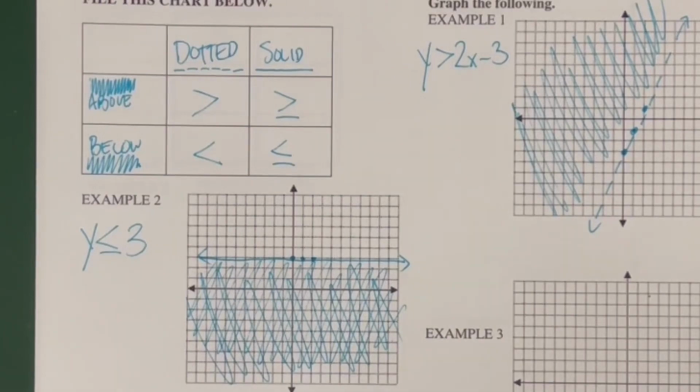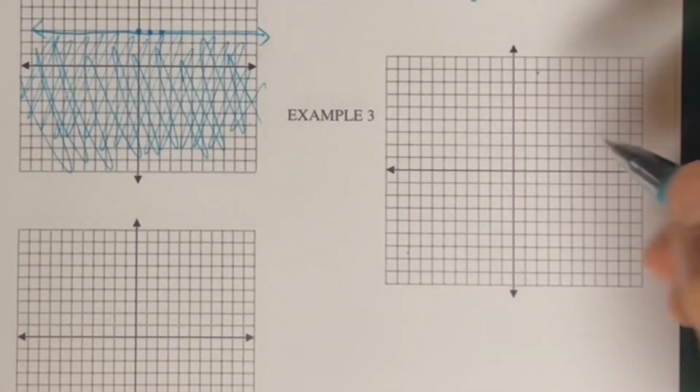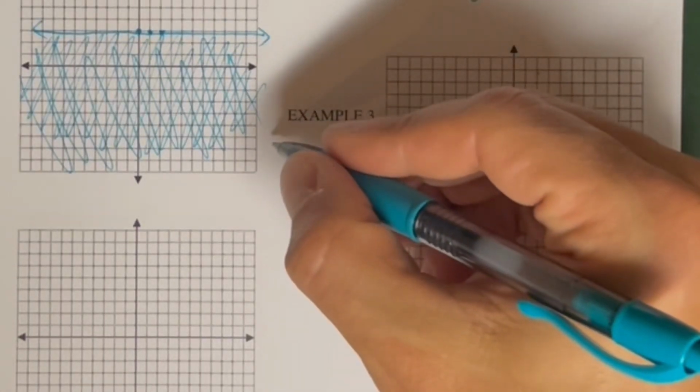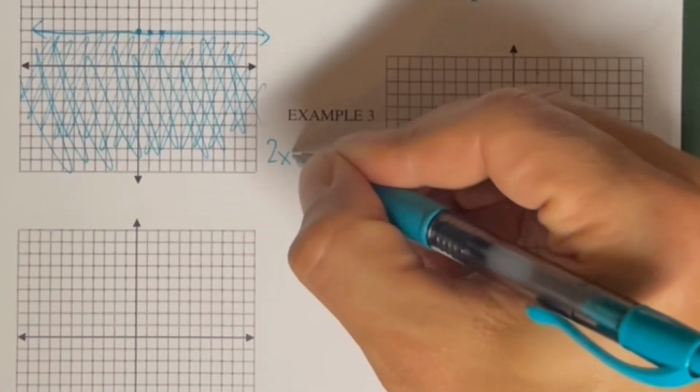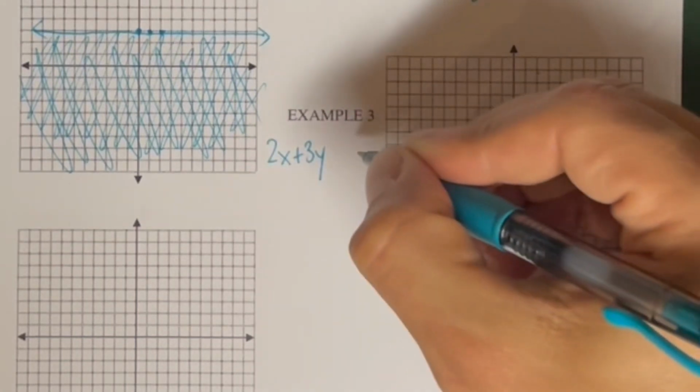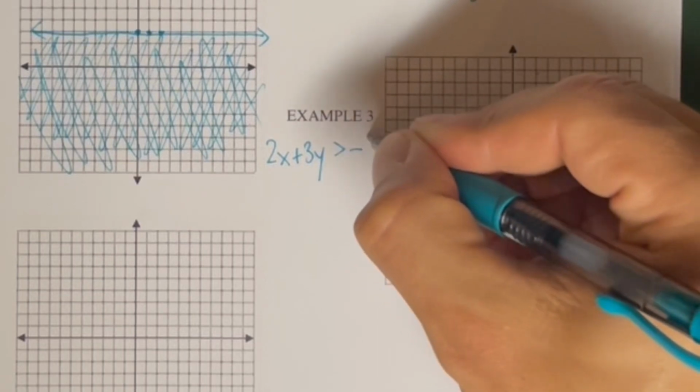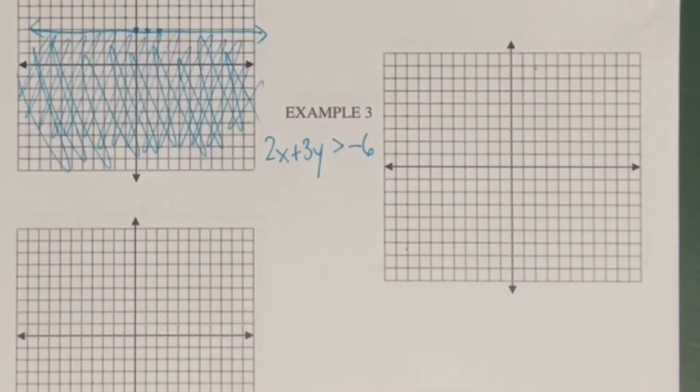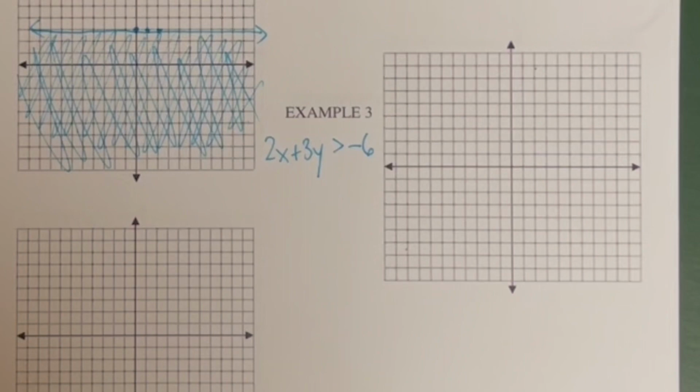Okay, 2 more examples, and we are all set. Let's do example 3. I'm going to sort of squeeze this in here. Give me 2x plus 3y is greater than negative 6.